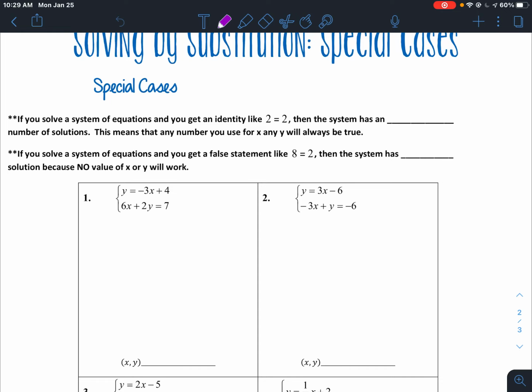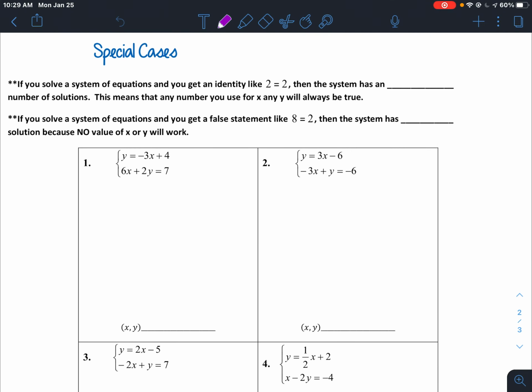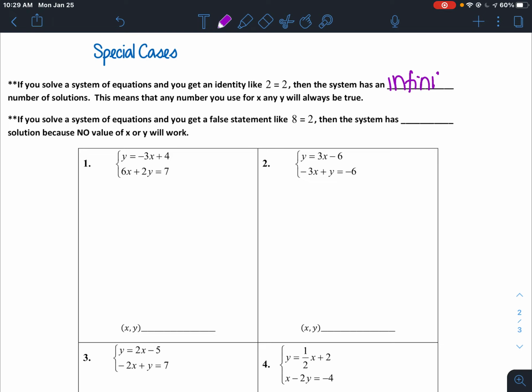If you solve a system of equations and get an identity, like 2 equals 2, so some number equals itself, then the system has an infinite number of solutions. This means that any number you use for x and y will always be true. If you solve a system of equations and you get a false statement like 8 equaling 2, so two numbers that do not equal each other, then the system has no solutions because no value of x or y will work. So let's look at a couple here.